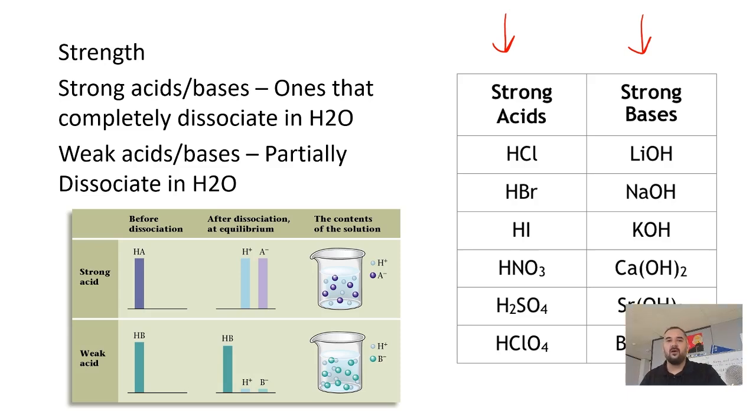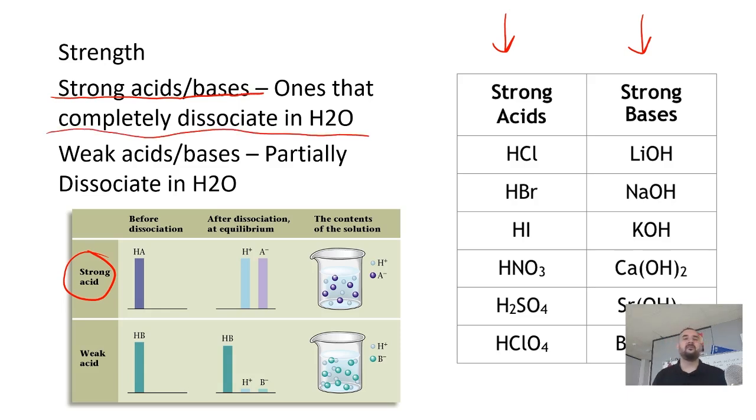All right, so we all wrote down our strong acids and our strong bases. Now let's talk about what that means. So a strong acid and a strong base, this applies to both of them. What you need to know about them is they completely dissociate. So this you want to write down. Strong acids and bases, they completely dissociate in water.